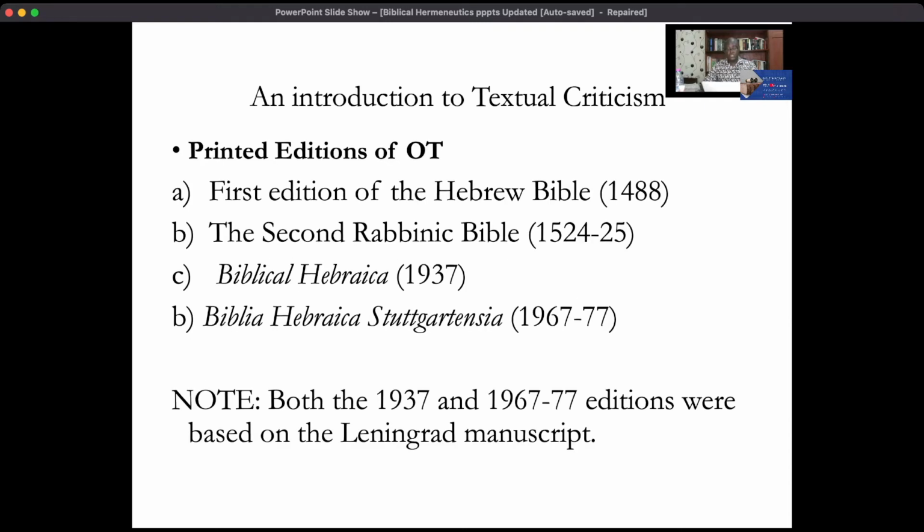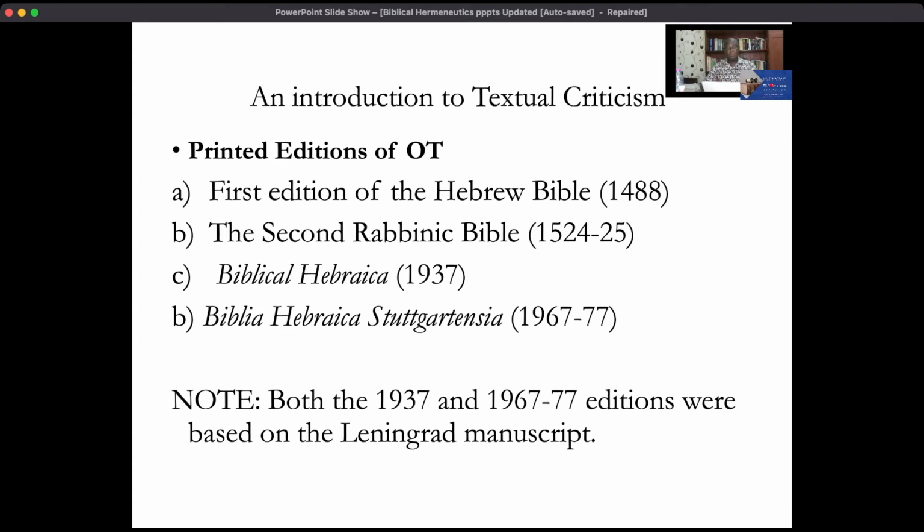Printed editions of the Old Testament. These are not sources. These are only printed editions of the Old Testament we have even today. The first edition of the Hebrew Bible was printed in 1488. The Second Rabbinic Bible, 1524 to 25. Biblia Hebraica, 1937. And Biblia Hebraica Stuttgartensia, 1967 to 77.